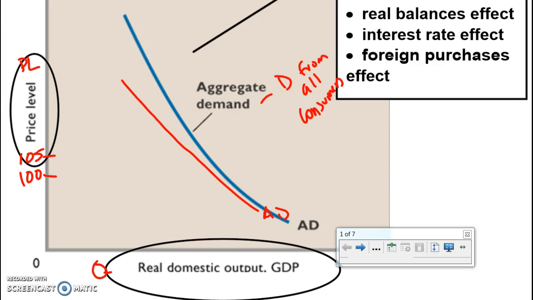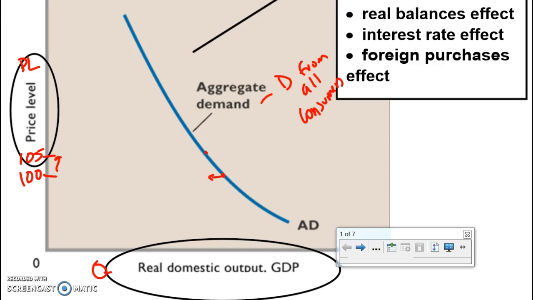The real balances effect means that as the price level goes up, the value of, for example, the money that you have in a savings account actually goes down. Because if the price level goes up, that means everything costs more, which means the dollars that you have actually buy less. If we're right here at this 100 and the price level goes up, the amount that we're able to buy with the money we have goes down. We can't buy as much because things got more expensive and our dollar doesn't go as far. So that's the real balances effect.